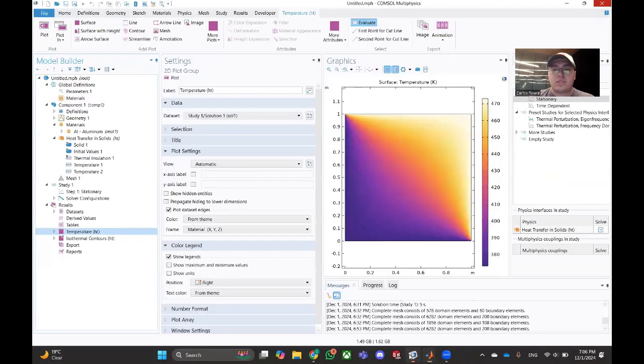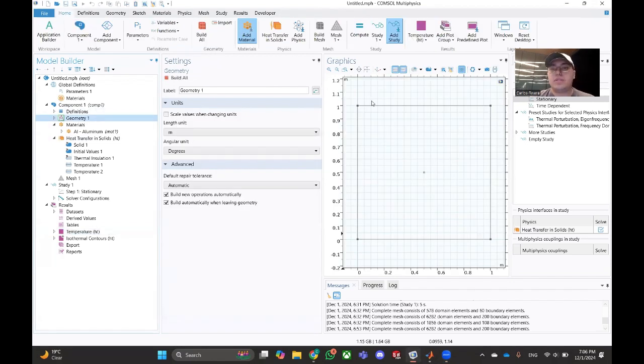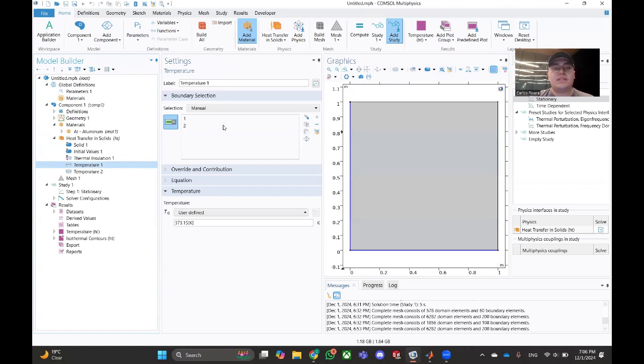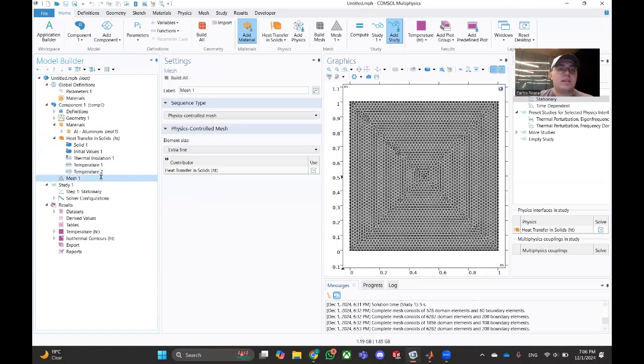After that, I used the COMSOL system to make the geometry again. There was a plate that was 1 meter long on each side. I chose a material, in this case aluminum, and I placed the initial temperature values for the plate. Then I made the mesh.